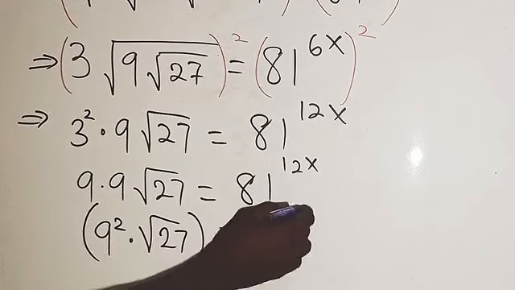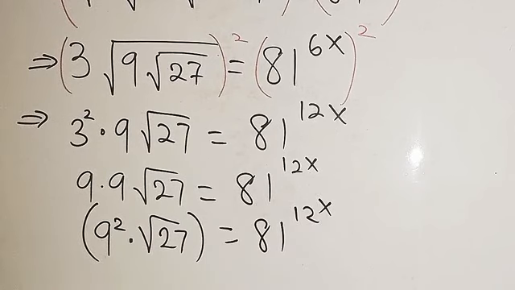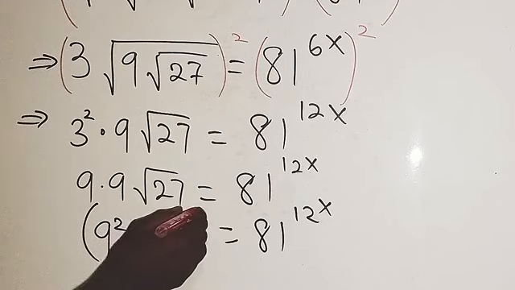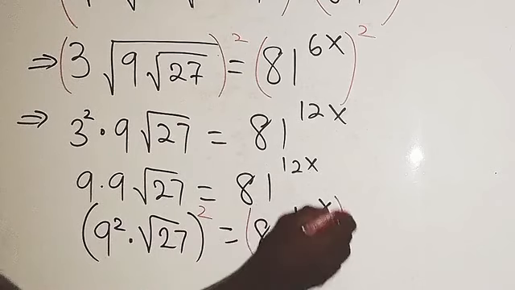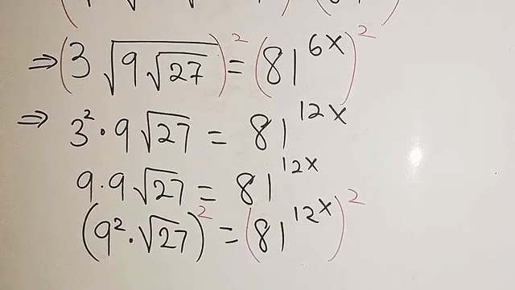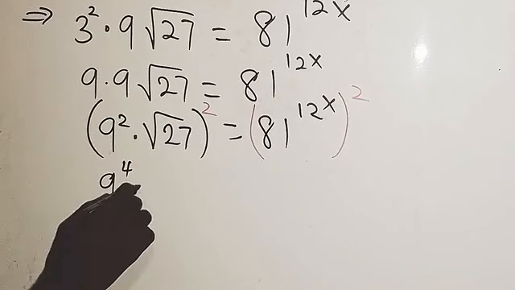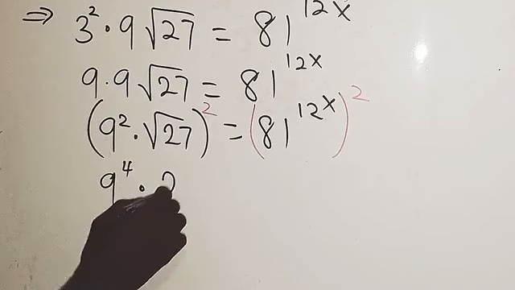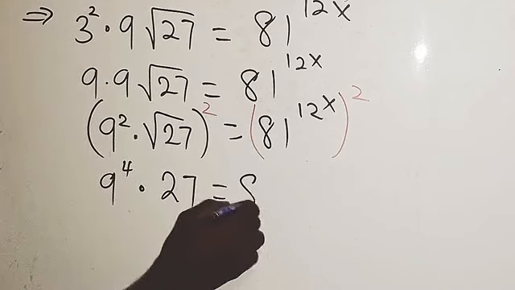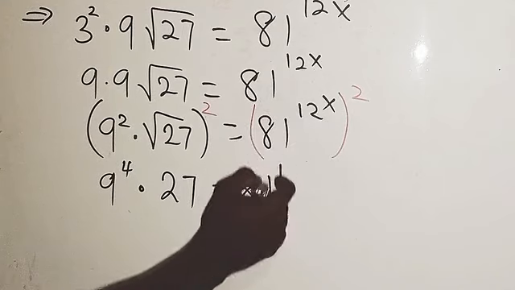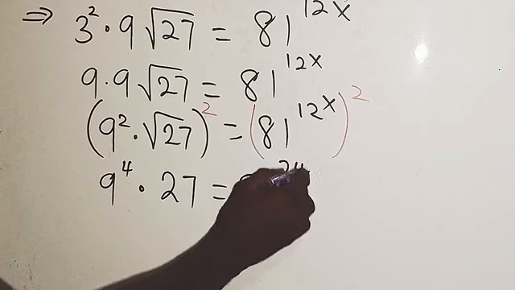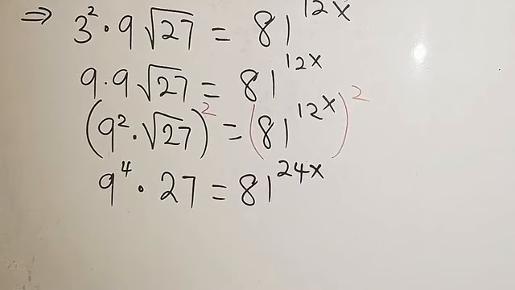So now the next thing we are going to do again, we are going to square both sides. If you square both sides again, this square will affect this square. We have 9 raised to power 4 multiplied by, it will affect this one, this is going to be 27, then equals 81. 2 times 12, that is going to be 24. We have 24x. Are you following?